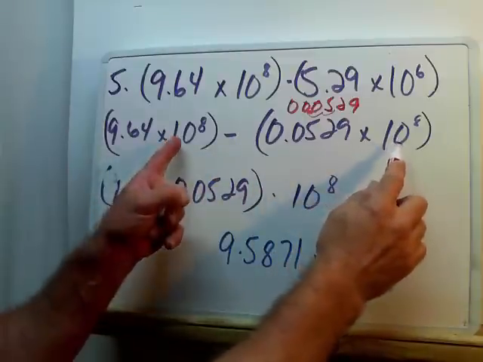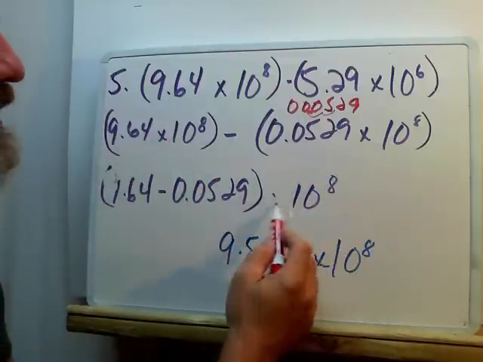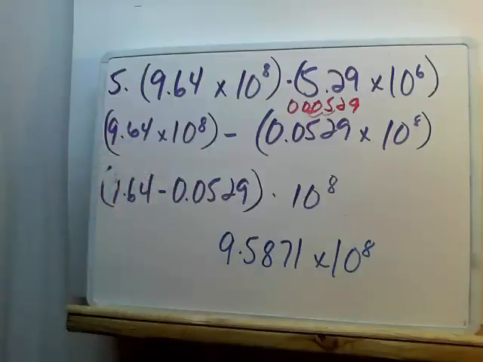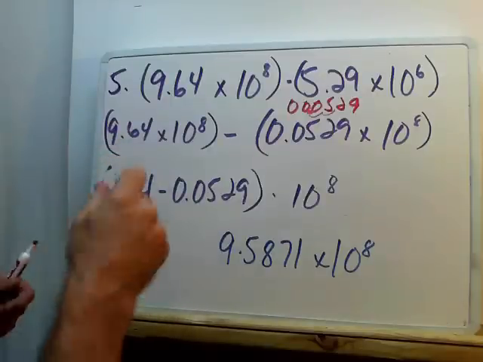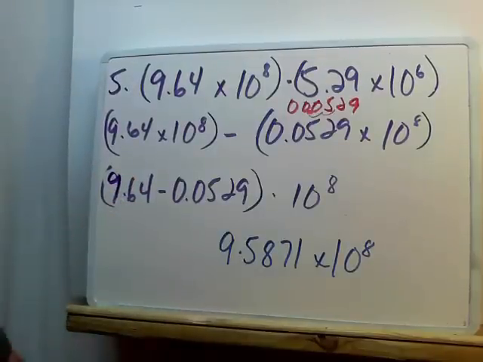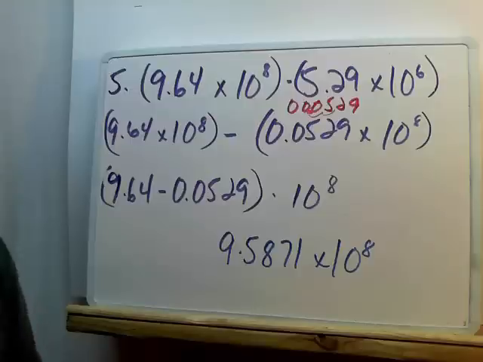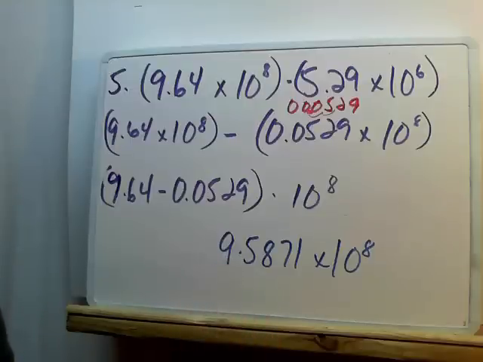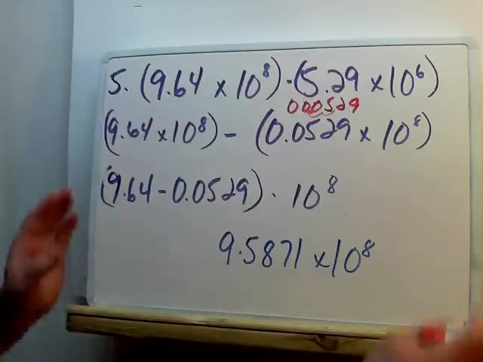We're going to have 10 to the 8th for our common power, so we're going to multiply by 10 to the 8th, and we're going to go 9.64 minus 0.0529. And we get 9.5871 times 10 to the 8th power.